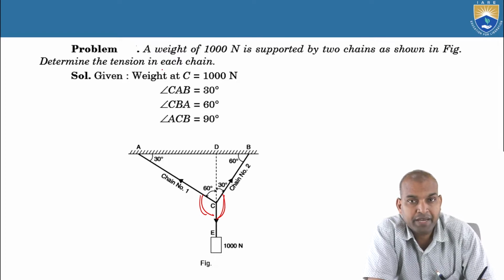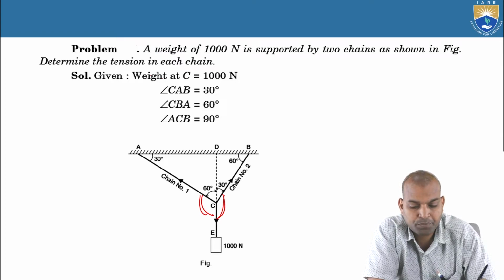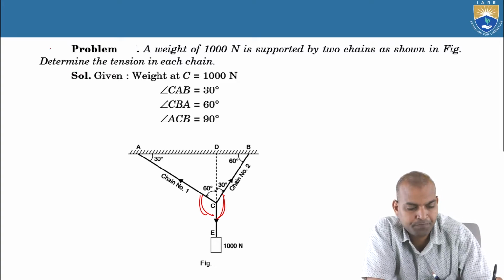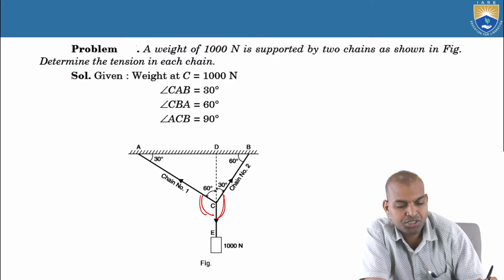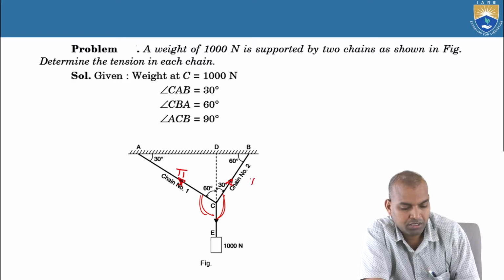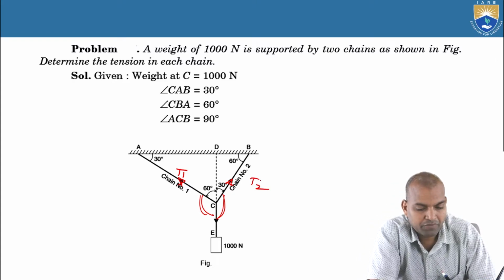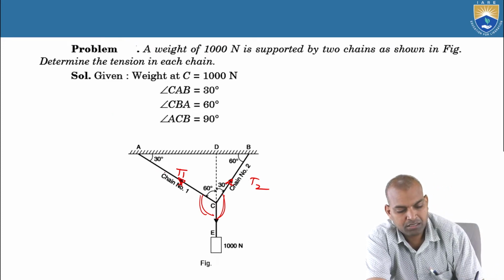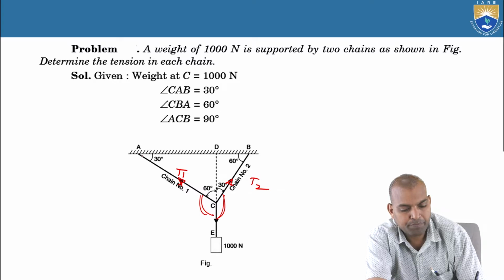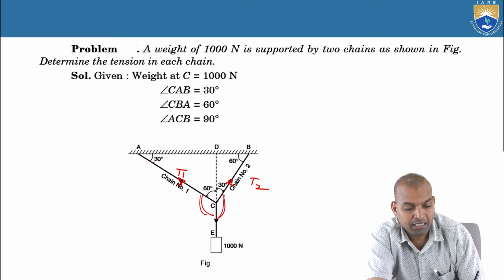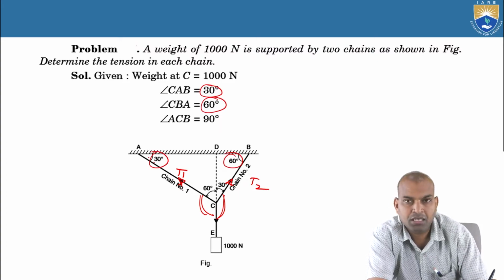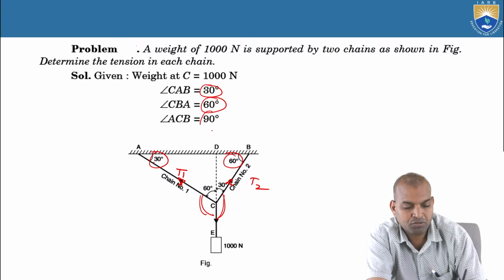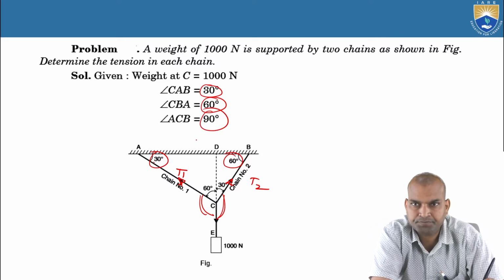Now here, a weight of 1000 newtons is supported by two chains, that is shown in figure. Determine the tension in each chain. This is the chain 1 and chain 2. The tension T1 and the T2 with the tension 2. So the weight C is 1000 newtons. Angle CAB is 30 degree. Angle CBA equal to 60 degree. Angle ACB equal to 90 degree. This is what is shown in figure.